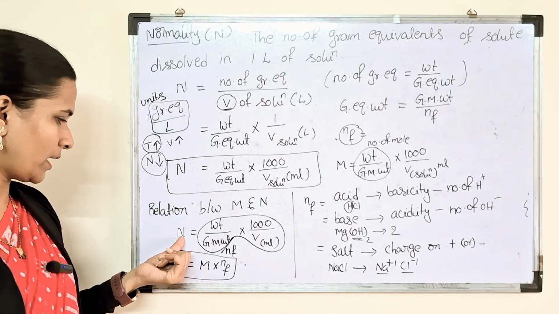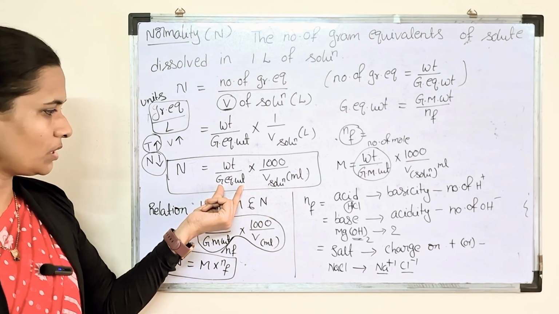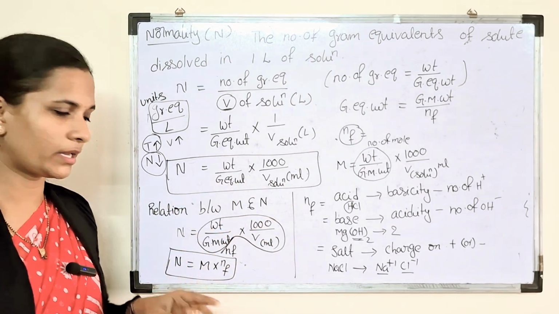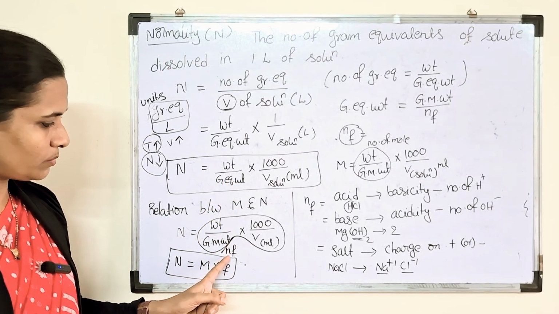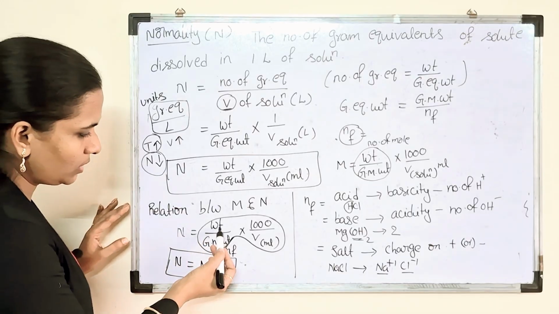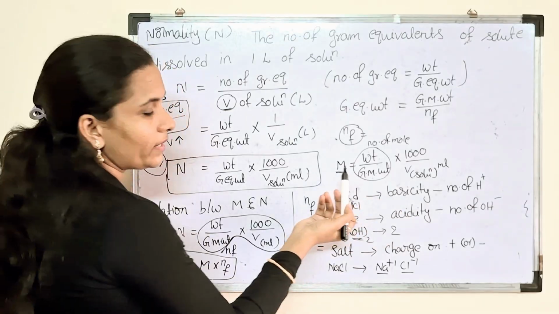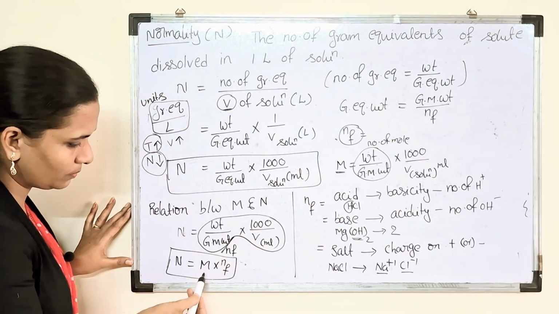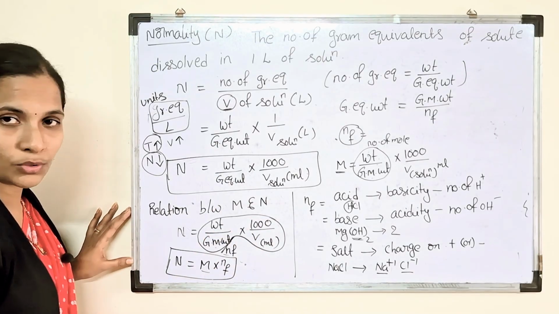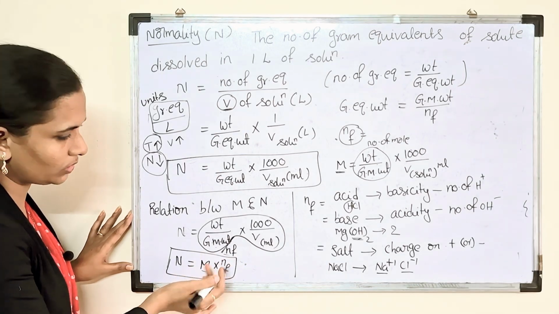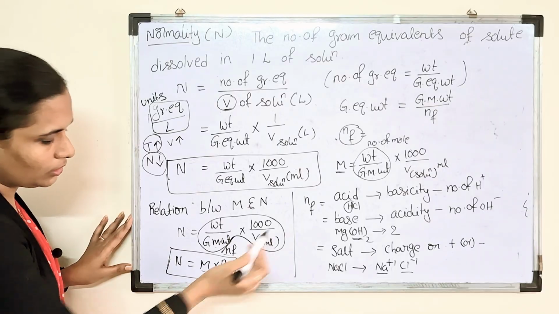So this is the formula. Actually, normality is equal to weight by gram equivalent weight into 1000 by volume of solution. Here, how to calculate gram equivalent weight? It is gram molecular weight by n factor. So we substitute that formula: in place of gram equivalent weight, we substitute gram molecular weight by n factor. In the total formula, weight by gram molecular weight into 1000 by volume is the molarity. The remaining part is in the denominator, gram molecular weight by n factor. Taking its reciprocal, n factor by gram molecular weight will come, so the n factor goes up into the numerator.